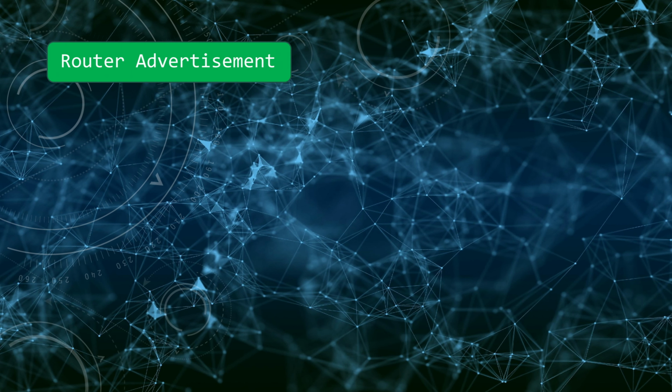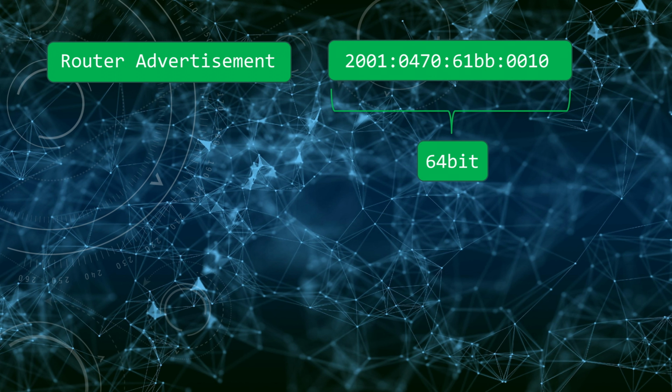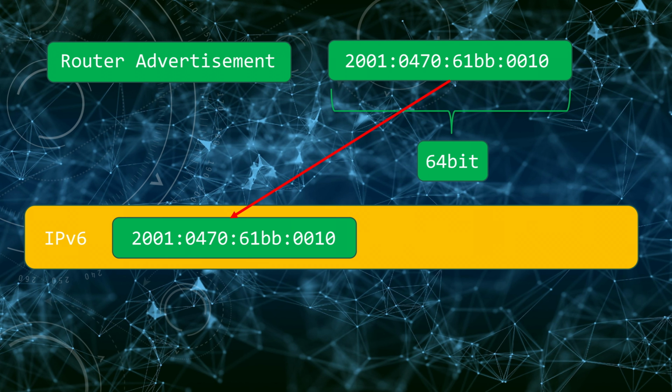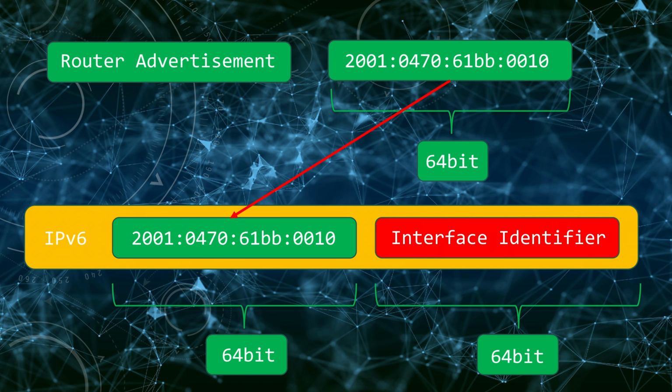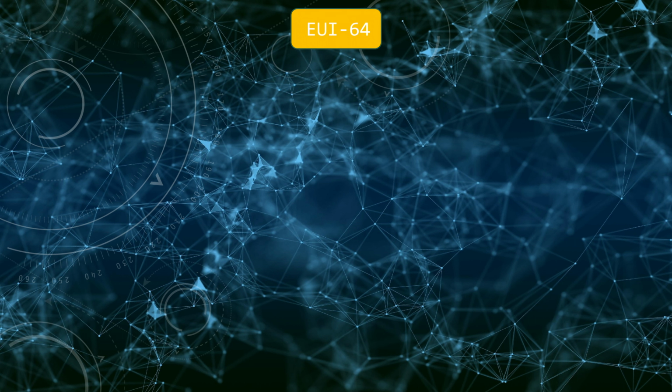The router advertisement gives us only the 64-bit prefix. It forms the first part of our IPv6 address. The remaining part of the 128-bit IPv6 address is generated by the node. The node will create a 64-bit interface identifier using the EUI-64 algorithm, which stands for Extended Unique Identifier 64. It's a method that generates an identifier based on a MAC address.